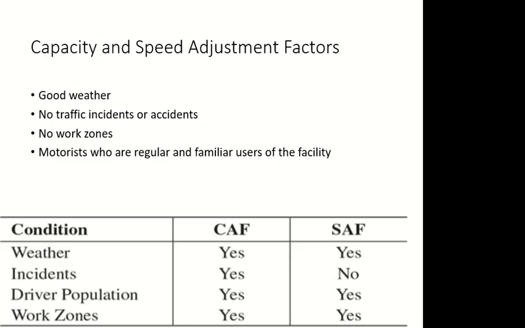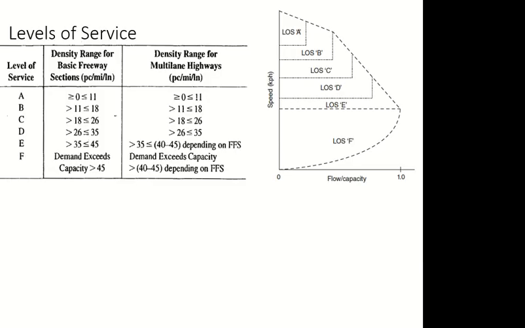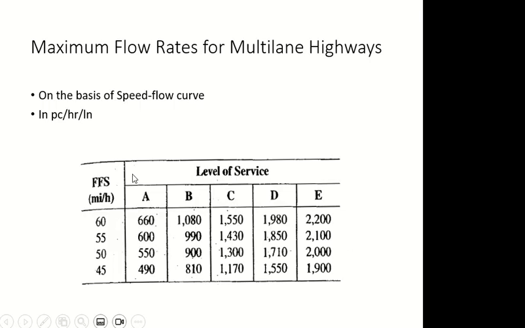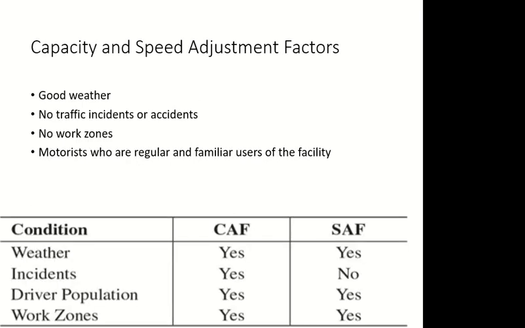We have seen here that speed and capacity for basic freeway may need adjustment factors. So now let us talk about these adjustment factors. So we are talking about adjustment factors for speed and capacity which are applied to freeways. Multilane highways do not have these things. Adjustment factors are applied when any special condition is faced in the field for long times.